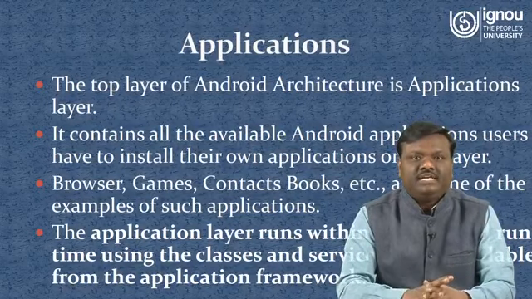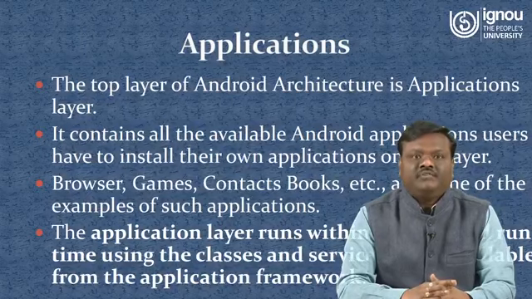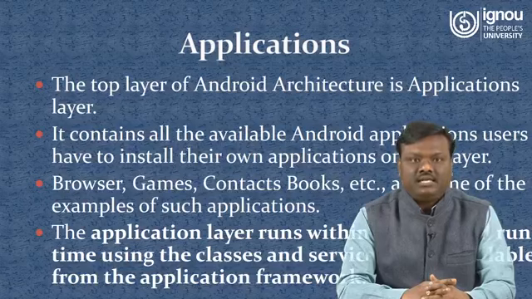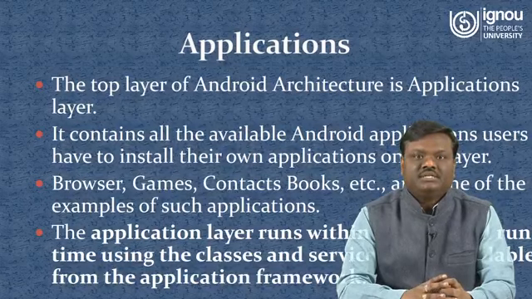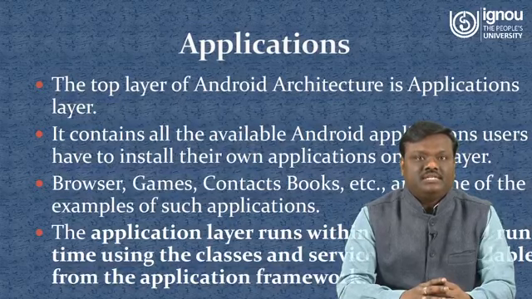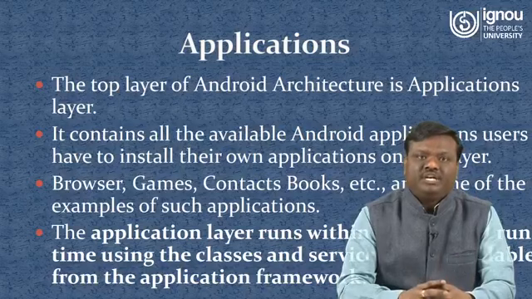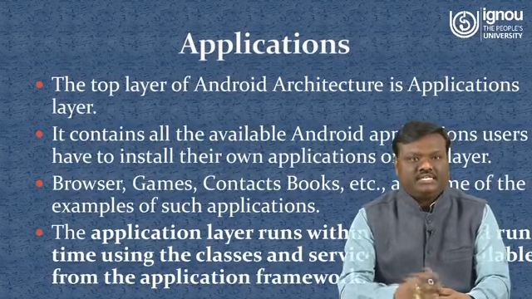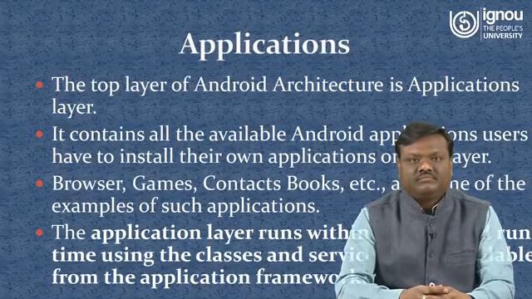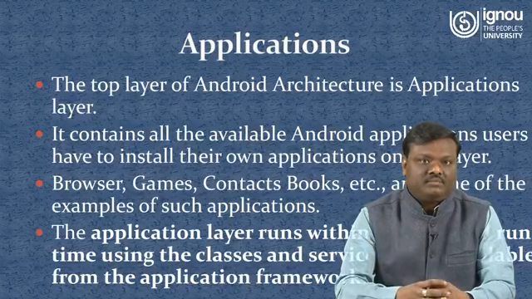So among the 5 layers, the topmost layer is the applications layer. The top layer of Android architecture is the applications layer. It contains all the available Android applications that users have to install on this layer. There is a wide variety of applications available in Google Play Store, that is nothing but Android Play Store. Some lakhs of applications are available.